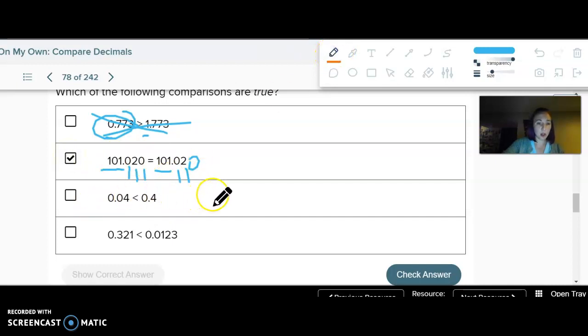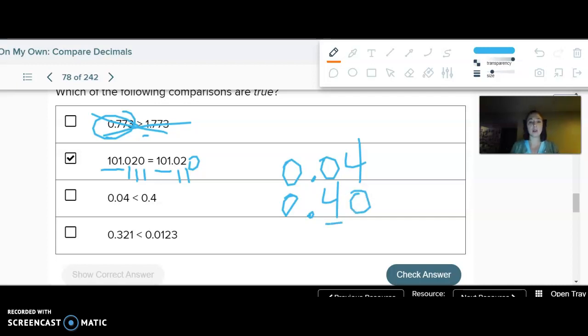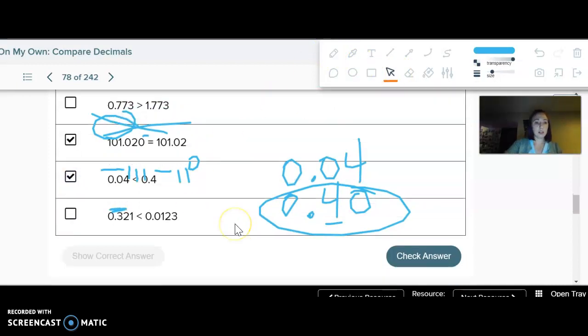All right, these are both a 4, but they're in a different spot. So let's look carefully. Let's line this one up, because I think that'll help us. Notice how I might do different things for different ones. All right, so 0 tenths, 4 tenths. Ooh, 4 tenths is bigger. Or if I add that 0 and say, okay, 4 hundredths versus 40 hundredths, 40 hundredths is bigger. This is saying that this one is smaller, which it is. So I choose that one.